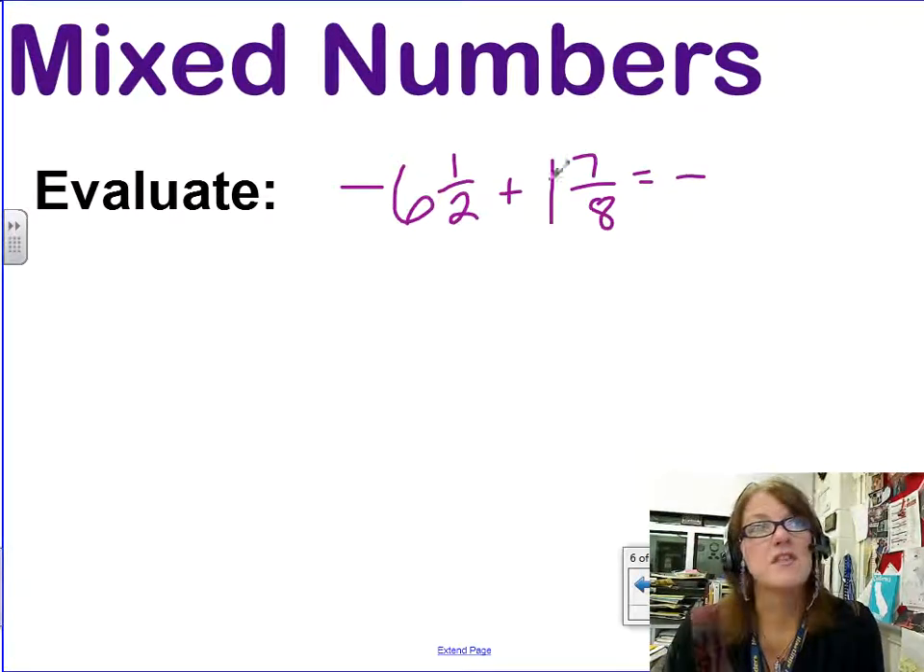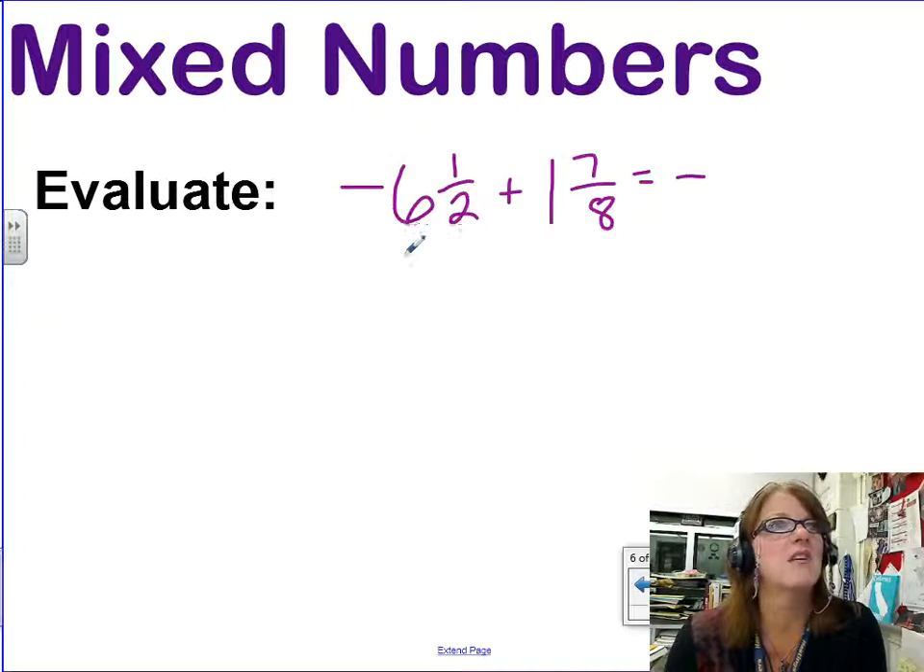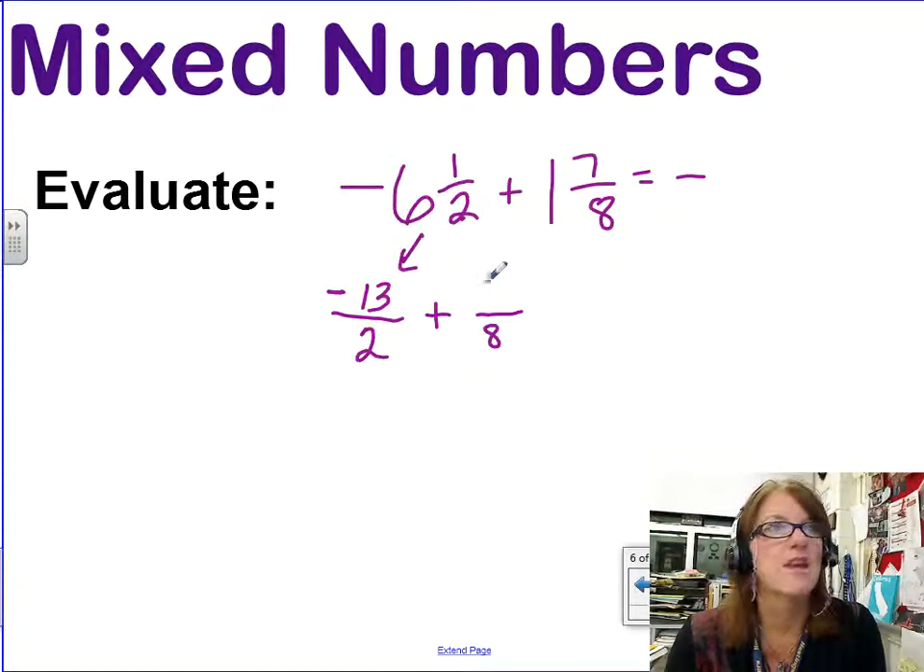So when I have different signs, now I have to find the difference between these two. So really, well, or maybe this would be a good one to change into improper fractions and go from there. And then you just have to look at the numerators and go from there. So let's do that. I think we'll take that route. Negative 6 1/2. Okay. If I first of all leave this as halves and I say 6 times 2 plus 1 more, 12, 13, and put the negative sign up there. Okay. This is 1 7/8. If I change that into an improper fraction in eighths, 1 times 8 plus 7 more, 15.